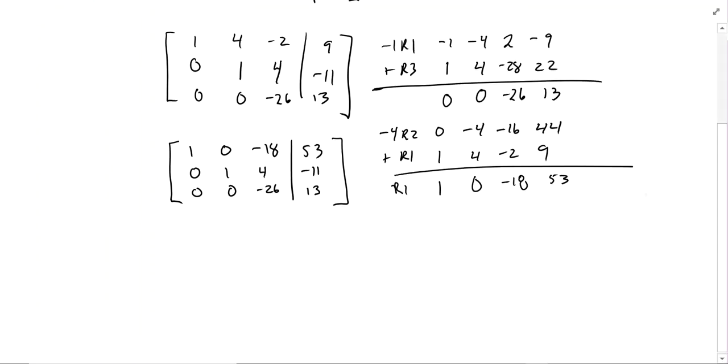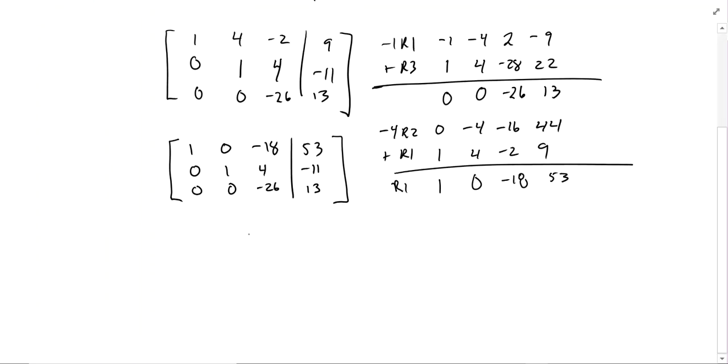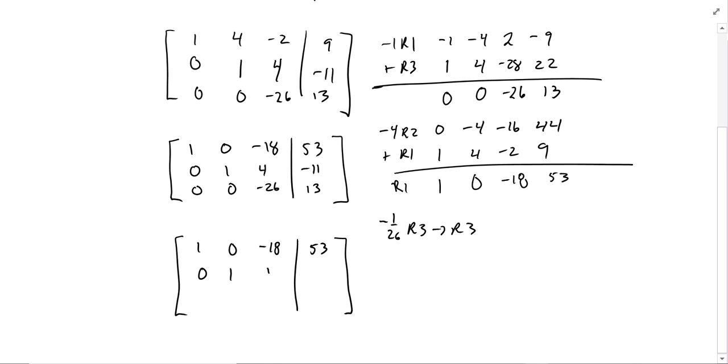And the way I can do that, I've got a negative 26. What I'm going to do is multiply by negative 1 over 26 times row 3 and put that back into the row 3 spot. I'm going to basically divide everything in row 3 by negative 26. And the other rows are going to stay the same for a minute.